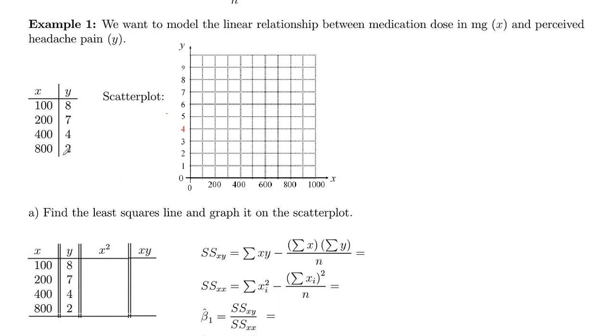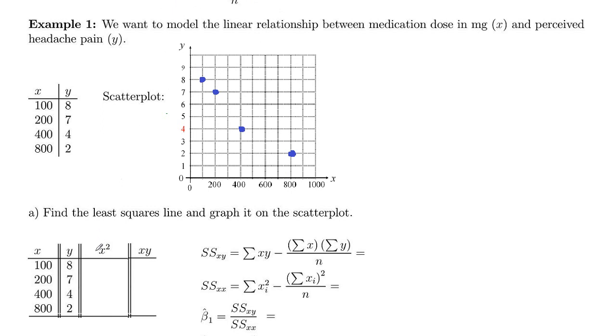So let's do our scatter plot here. Medication dose on the x and pain level on the y. So when x is 100, y is 8. So 100 to the right, 8 up, right there. When x is 200, y is 7. So 200, 7. 400, 4, right there. And then 800, 2, 800 to the right, 2 up, right there. So we want to find the line that best fits that data.